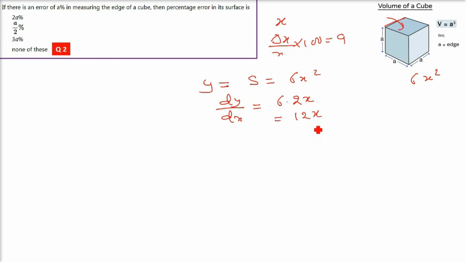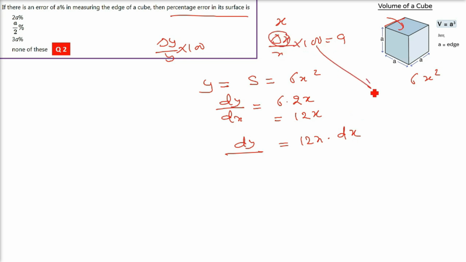Now, we have dy by dx here. Y we have taken as surface area, x we have taken as the side, or the length. So delta y by y into 100, that is what we are interested in, right? So dy is here. We have 12x on the right hand side. Now take this dx on the right hand side, and this delta x by x into 100 is already given to us. So from here we can compute dx. Dx is delta x only, so x goes up, a into x by 100. So in place of dx, you can always write ax by 100. So it's 12x, ax by 100.